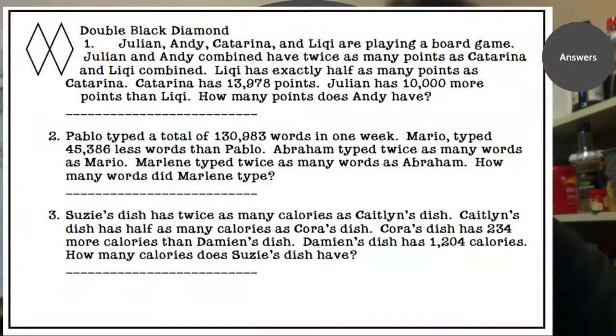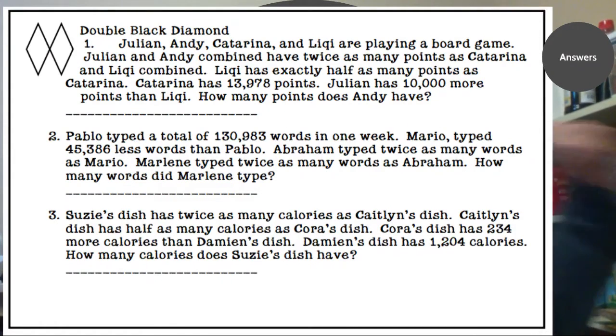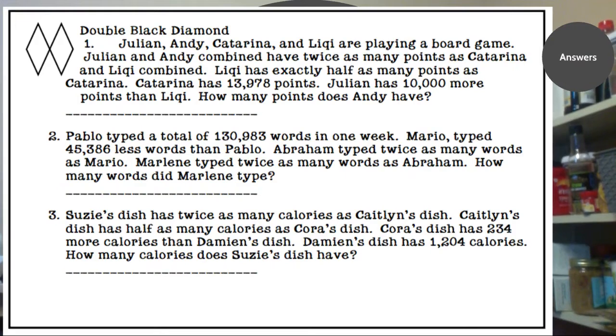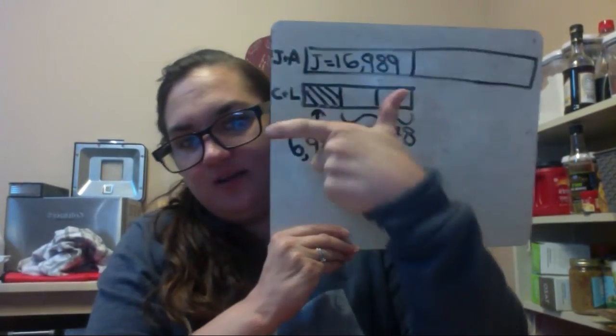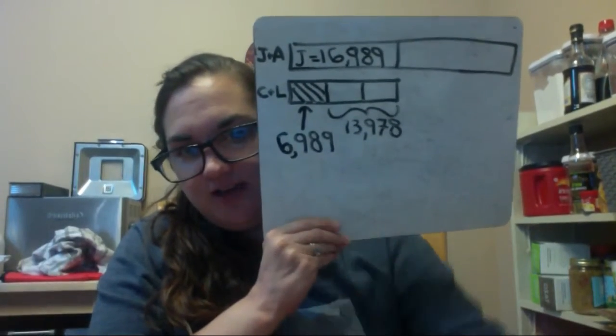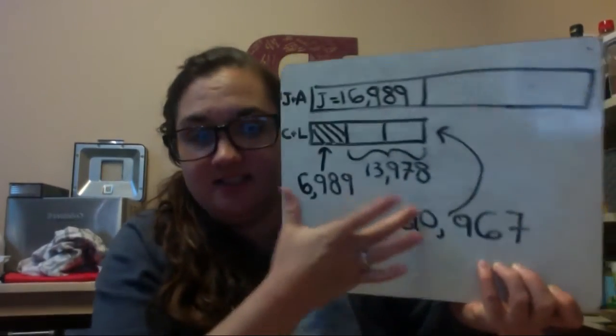Let's go back to our problem. So now how do we figure out how much Andy has? So we know that together, Andy and Julian have twice as much as Katerina and Leaky. We have to go back to that first sentence. So we need to figure out how much Katerina and Leaky have together. So we need to add 13,978 plus 6,989, right? And let me just show this to you. We need to add these two numbers together because then we'll know how much half of this one is. So let's do that. The answer to that is 20,967. That's this whole bottom bar diagram.